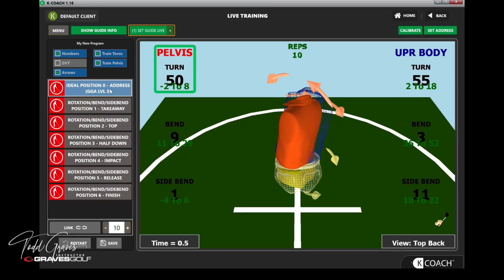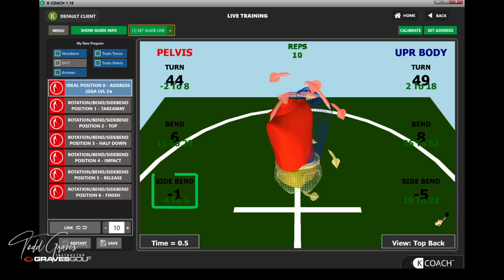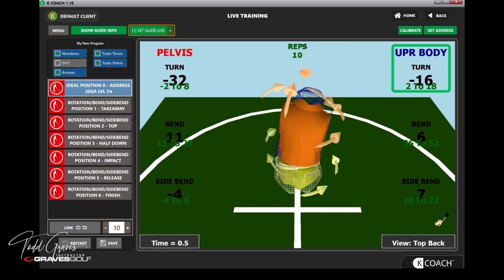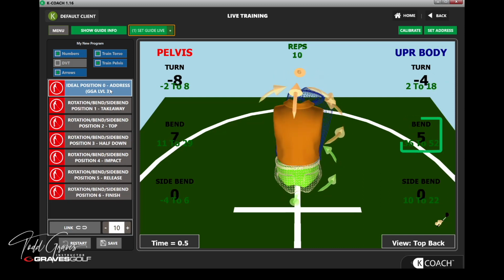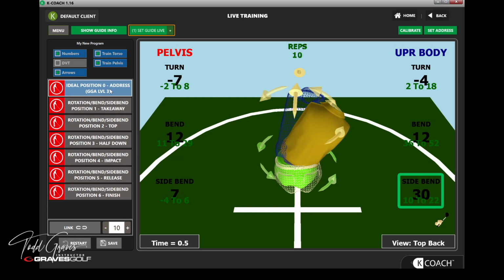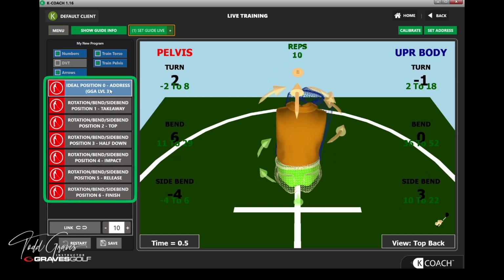Pelvis: the turn of my pelvis, so that's the rotational turn of my pelvis, the bend of my pelvis, and the side bend of my pelvis. Upper body: you're seeing the turn of my upper body, see that? You're seeing the bend of my upper body, okay? And you're seeing the side bend of my body. Now, on that left side of the screen, this is my software.